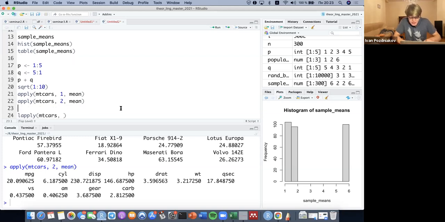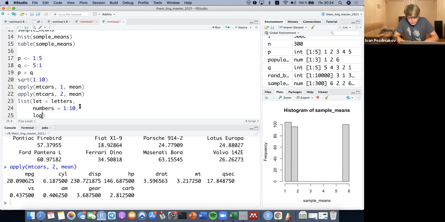Let's create some simple example. Let's create a list: letters equal to letters. Letters is a built-in constant in R, it's A, B, C, D, and so on. Numbers, 1, 2, 10, and logic equal to true. And let's call it L1.